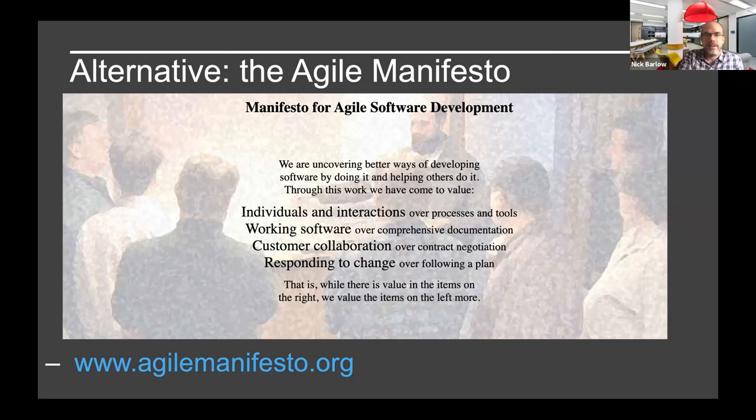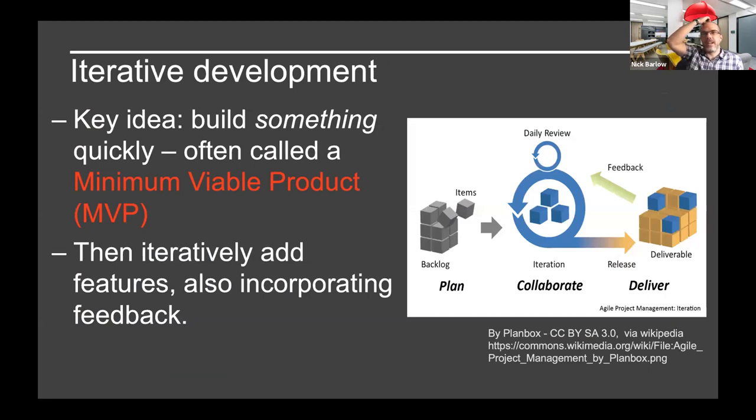So in practice, I'm sort of lumping agile and iterative together, because I think iteration is the key aspect of agile methodologies. And the main idea is you build something quickly, you get something off the ground that you can show to people and that will do something as quickly as you can. And this is called a minimal viable product, or MVP. You often hear this term bandied around in agile projects. And then once you have that MVP, then you can iterate and you can improve it.